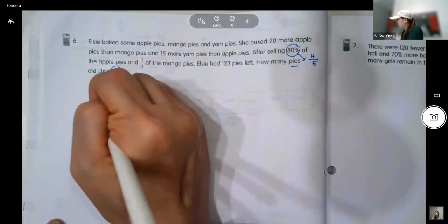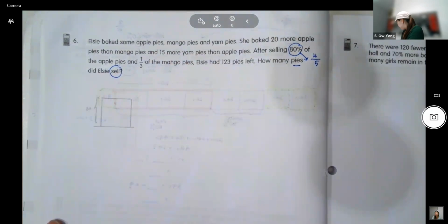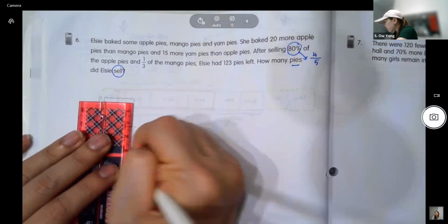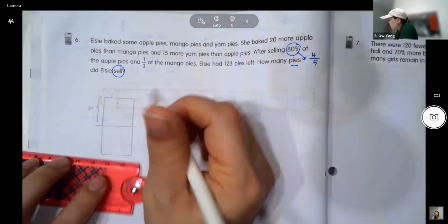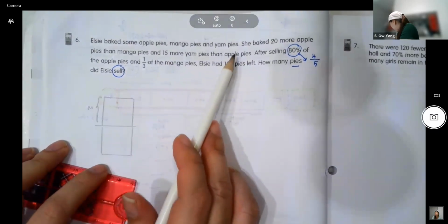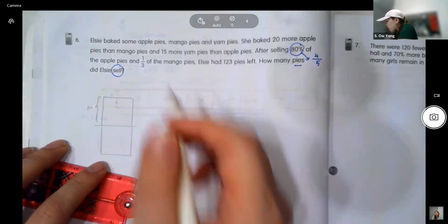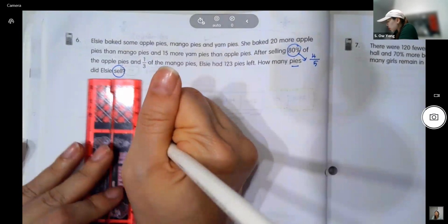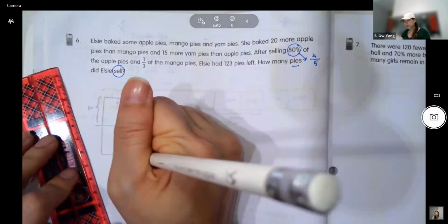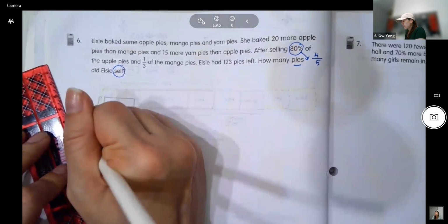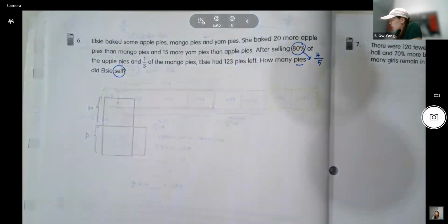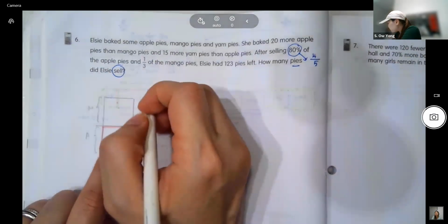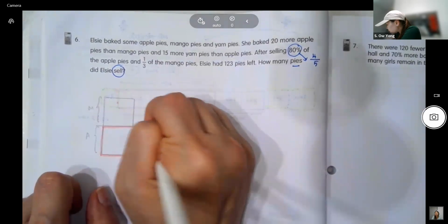I am going to draw the next one, that is apple. Roughly the same length. But because they say that she baked 20 more apple pies than mango, I'm going to draw my extra 20 on the right here. And the whole thing here is apple. In case you don't know what I am drawing, the apple represents the whole thing here, and this extra portion is 20.